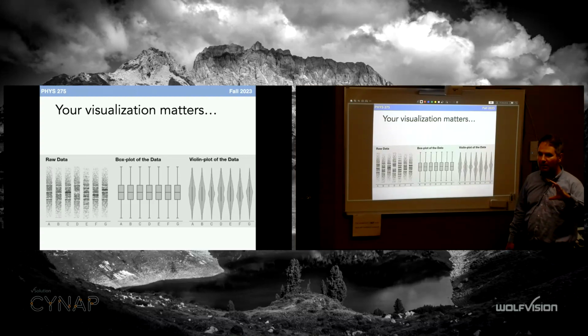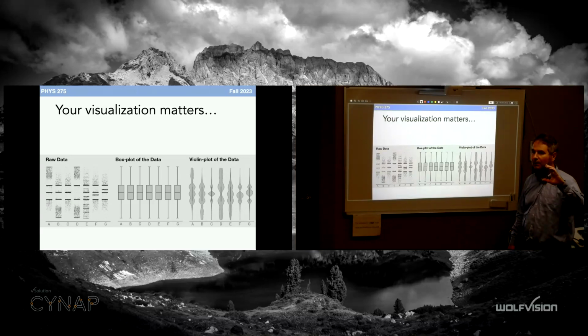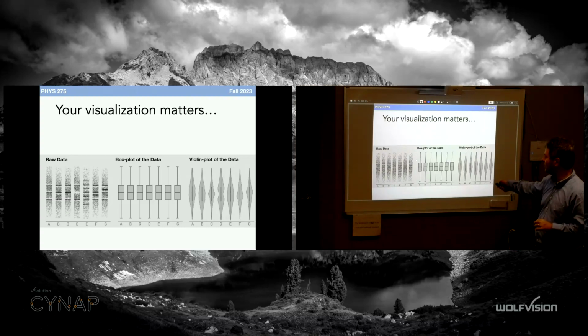So if you show error bars, people are going to assume, because you're showing them that, that the underlying distribution is Gaussian. So if the underlying uncertainty is Gaussian, that's what you should plot. If it's not, you should plot something like this.